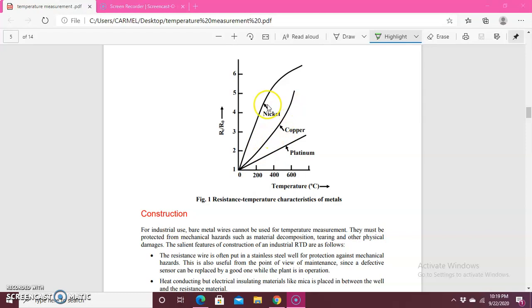And for nickel, it is also half the way. It is non-linear. From here to here, it is linear. So you can compare nickel, copper and platinum. The platinum one is perfect. So that is the reason they have used platinum material, because of getting the linear relationship.